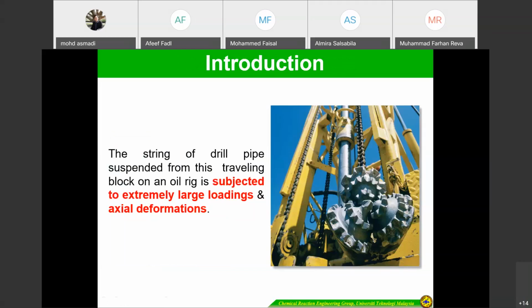So if we consider the string of the drill pipe suspended from the traveling block on the oil rig, it is actually subjected to extremely large loading, and some deformation occurs. Although we cannot see it, deformation occurs. The pipe is going to be elongated, and it is going to return again to the original form.